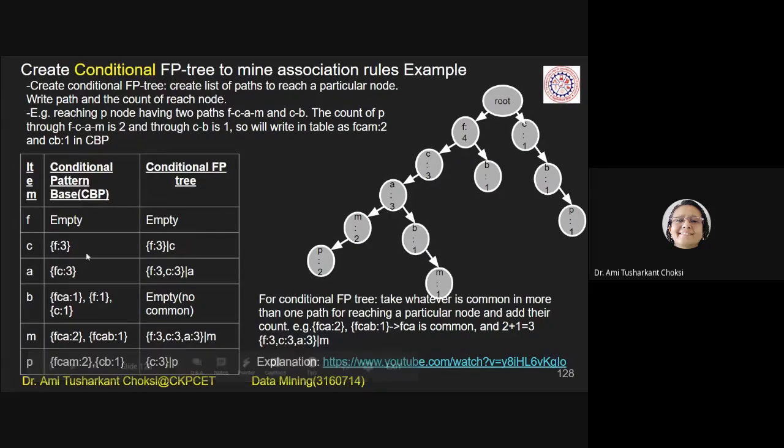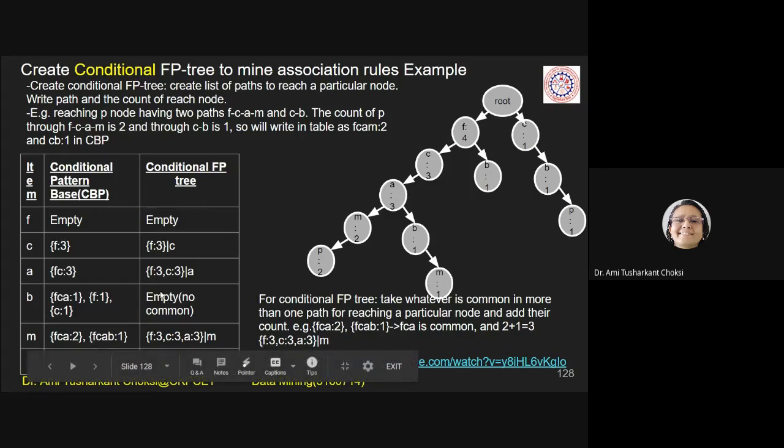Till now we were writing F:3 for conditional FP3. For FC3 also we were writing F:3, C:3, right? Why? Because only one path was there, so we were writing it the other way. But now, what is the case? We have three paths to reach a particular node. If something is common, we should take it. But do we have anything in common for these three paths? No, we do not have. We have FCA:1, F:1. You can say F is common, but not in all three paths, right? So we will not consider that. We will say empty, no common, fine?